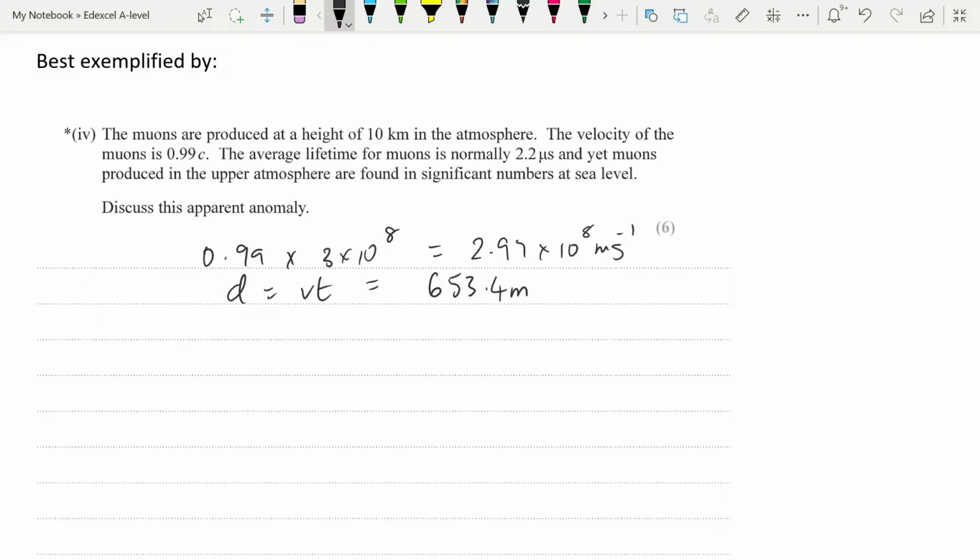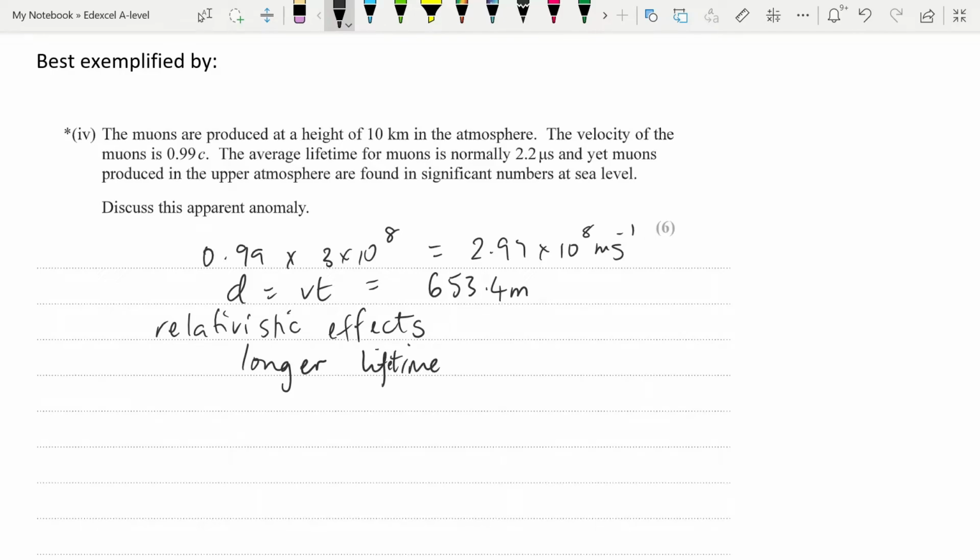The problem is, of course, we can detect them at sea level, so we know that they're not only traveling 653 meters. And the reason for this is because relativistic effects come into play, because our particle is traveling close to the speed of light. So their lifetime is going to be much longer than 2.2 times 10 to the minus 6. And this is literally what they're expecting you to say.